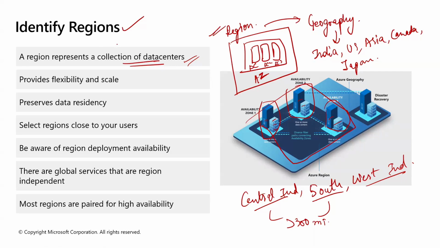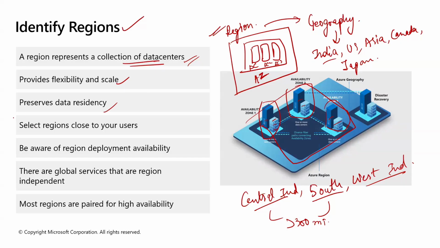Simple. It provides flexibility and scale. Means, we can choose where we want to host our resource in India region, Central India, and Central US, wherever. And we can scale up as we want. We can keep increasing the number of resources that we host. It provides data residency, means our data will reside in the region where we have hosted it.